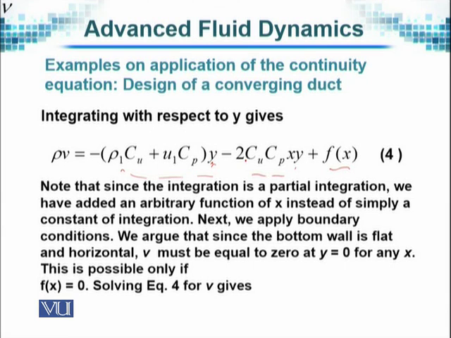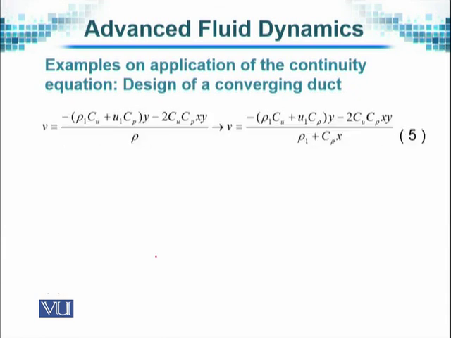We also see that since the bottom of the wall is flat and horizontal, v must be equal to 0 at y equal to 0. So at that place, the velocity is 0 at y equal to 0 for any x. That means all along the duct, all along the bottom line, the velocity will have a 0 value. Then solving for this, we will obtain this value.